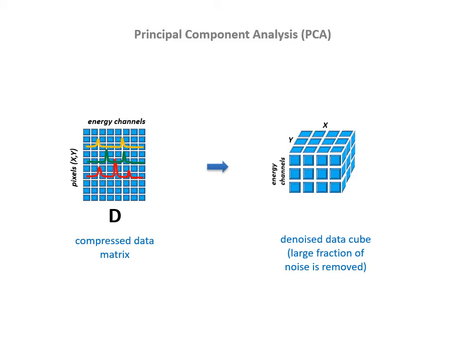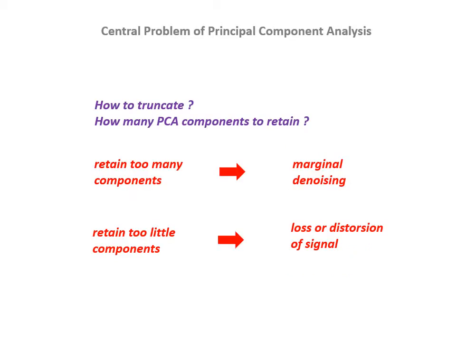Nice. Why don't we do that every time? Just by default. Unfortunately, PCA is not fully unsupervised. In the middle of the procedure, you have to make a crucial decision, namely how to truncate principal components, how many components to retain and how many to throw away. And this decision determines everything. If you retain too many components, your denoising would be just minor, and if you retain too few, you are at great risk of losing your signal or distorting it significantly.